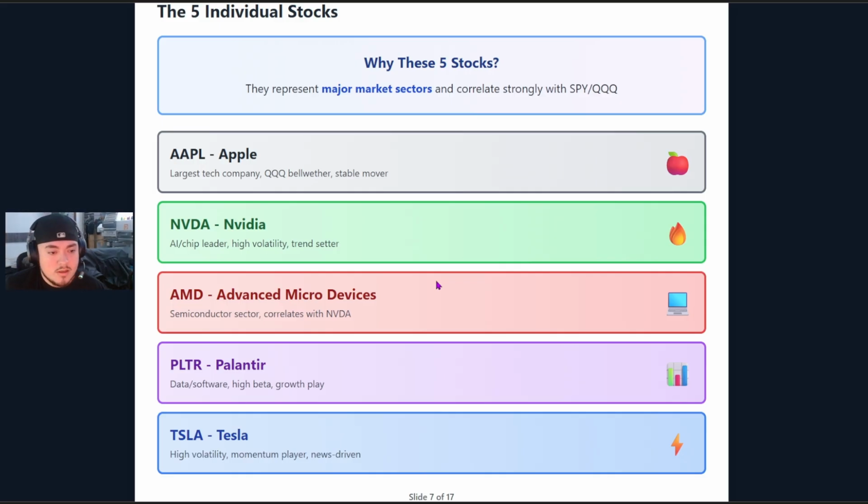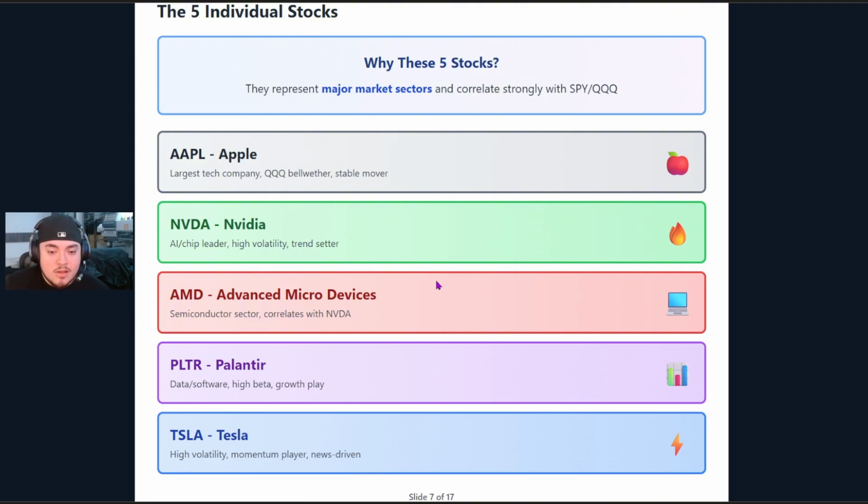along with all these other stocks. Fourth, we have Palantir, ticker symbol PLTR. It's a data and software company, a high beta growth play. It made a move today, actually a pretty significant move, with a lot of volume. This stock, as of recently, with war, everything going around with the world. And the last stock that we have here, the fifth one, is Tesla, ticker symbol TSLA. It has high volatility. It's a momentum player, and it's very news driven.